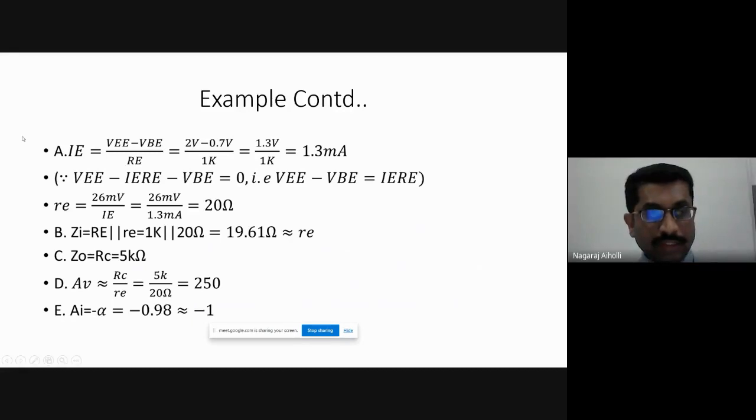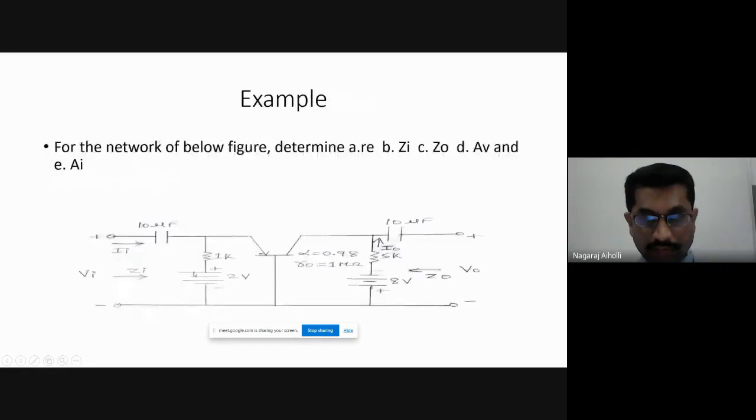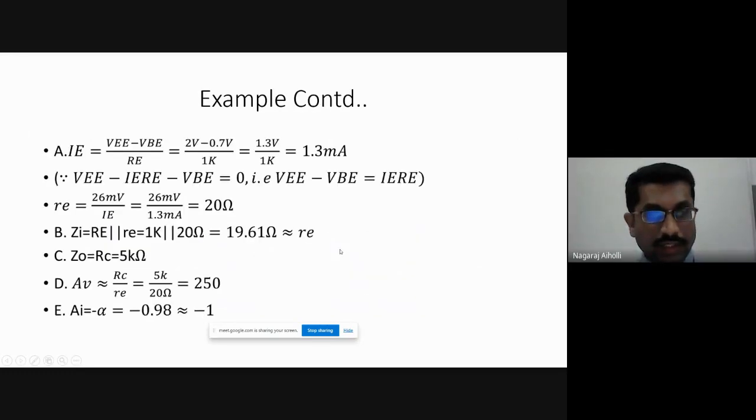Then Z0, we know that it is equal to RC. Just now we did the analysis. Output impedance is given by the resistance RC. RC resistance is given in the circuit. It is 5 kilo ohm. Therefore, Z0 output impedance will be 5 kilo ohm.